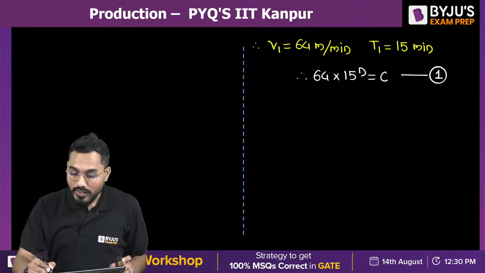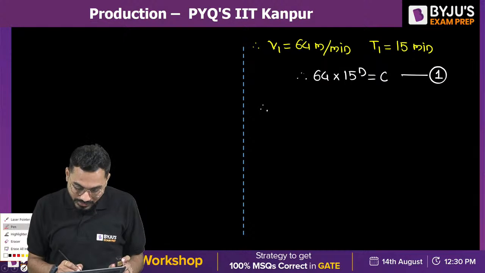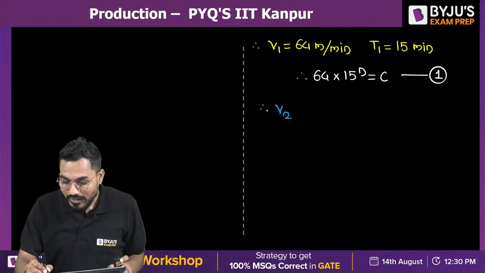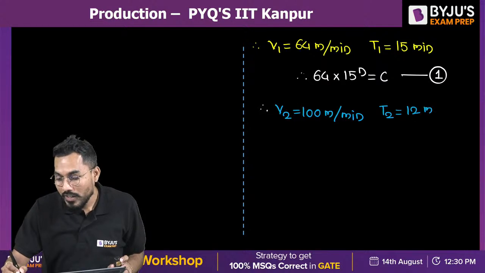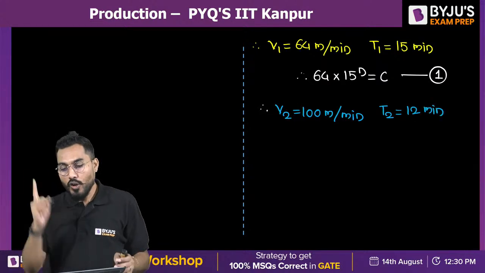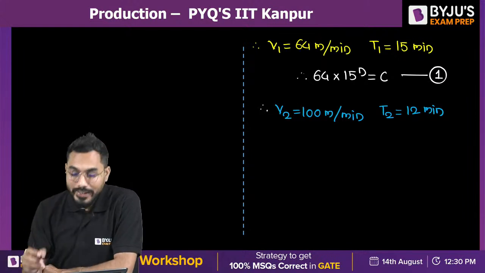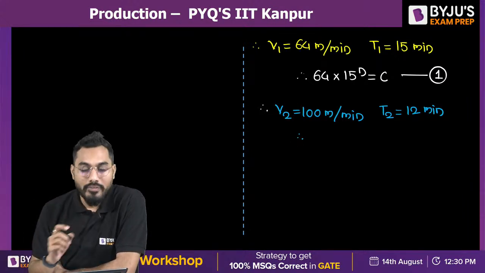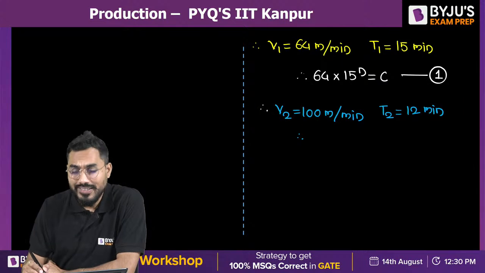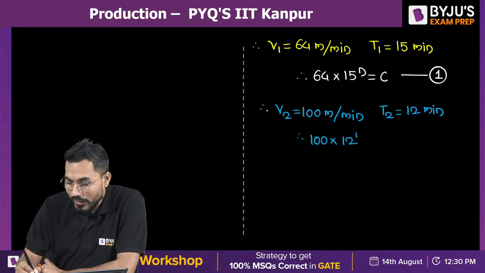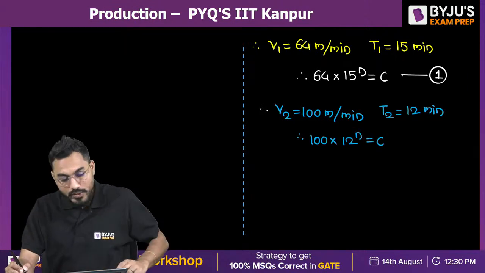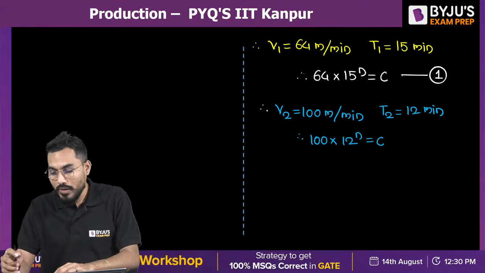Now the second data. What is the second data given in the problem? Sir, cutting speed is exactly equal to 100 meter per minute, and against that my tool life is 12 minutes. For this also you write down Taylor's tool life equation: V into T raised to n is exactly equal to C. Cutting speed is 100, so 100 into 12 raised to n is exactly equal to C, and this will be called my equation number 2.